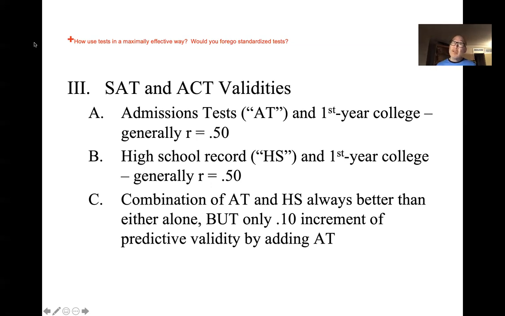Interestingly enough, though, high school record, what your GPA was in high school, and first-year college performance is also correlated about 0.5, which begs the question: why do we do the SAT? Why not just rely on the high school record? Why subject tens, if not hundreds of thousands of students every year to take this, to shell out money, to take up time, all that kind of stuff?